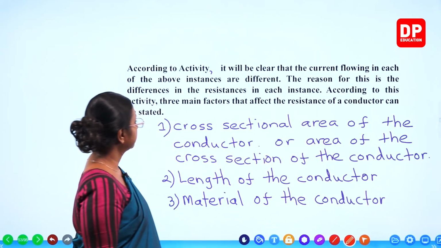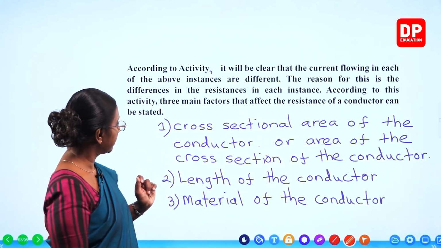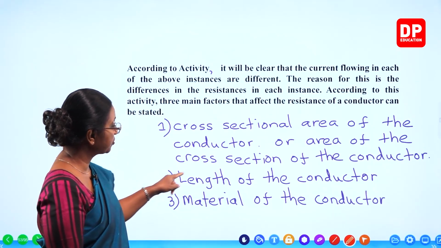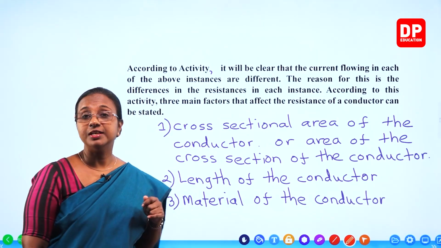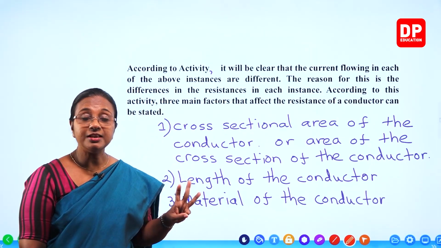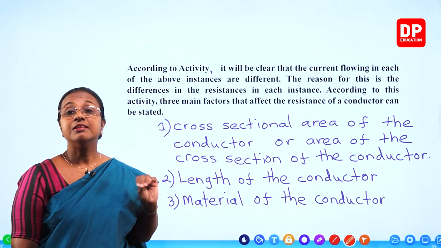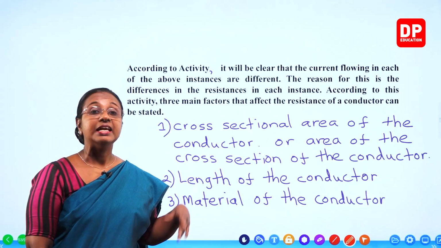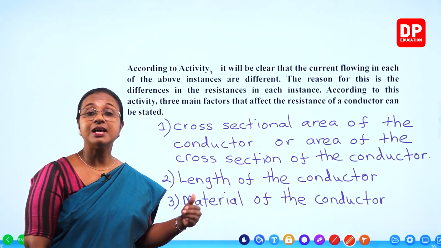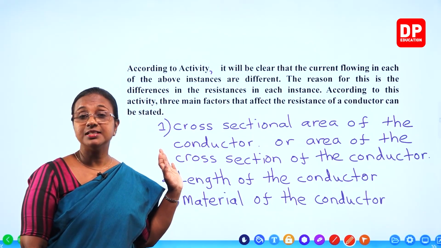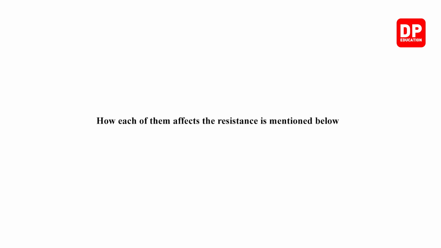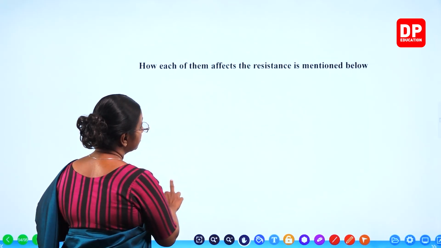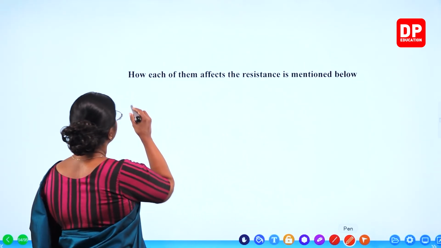So 3 factors. Cross-sectional area of the conductor, or you can say area of the cross-section of the conductor, length of the conductor and material of the conductor. So those are the 3 factors that affect the resistance of a conductor. In the next slide, again we will summarize how these 3 factors affect the resistance of a conductor. So how each of them affects the resistance is mentioned below. So this is how it happens.